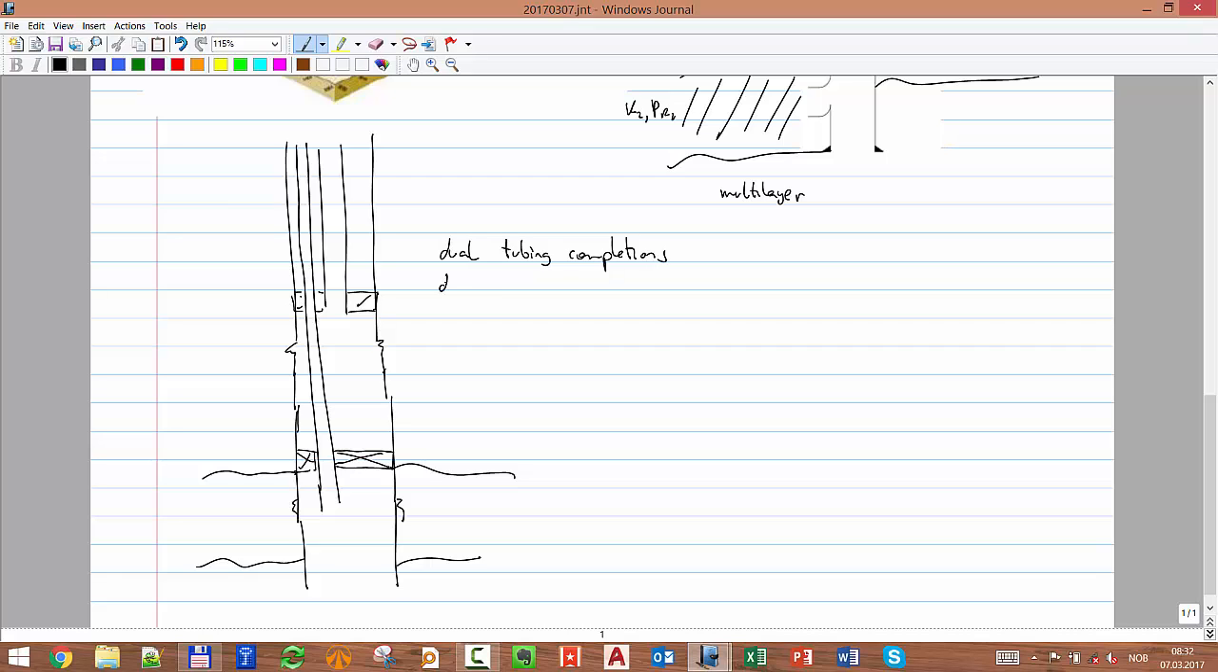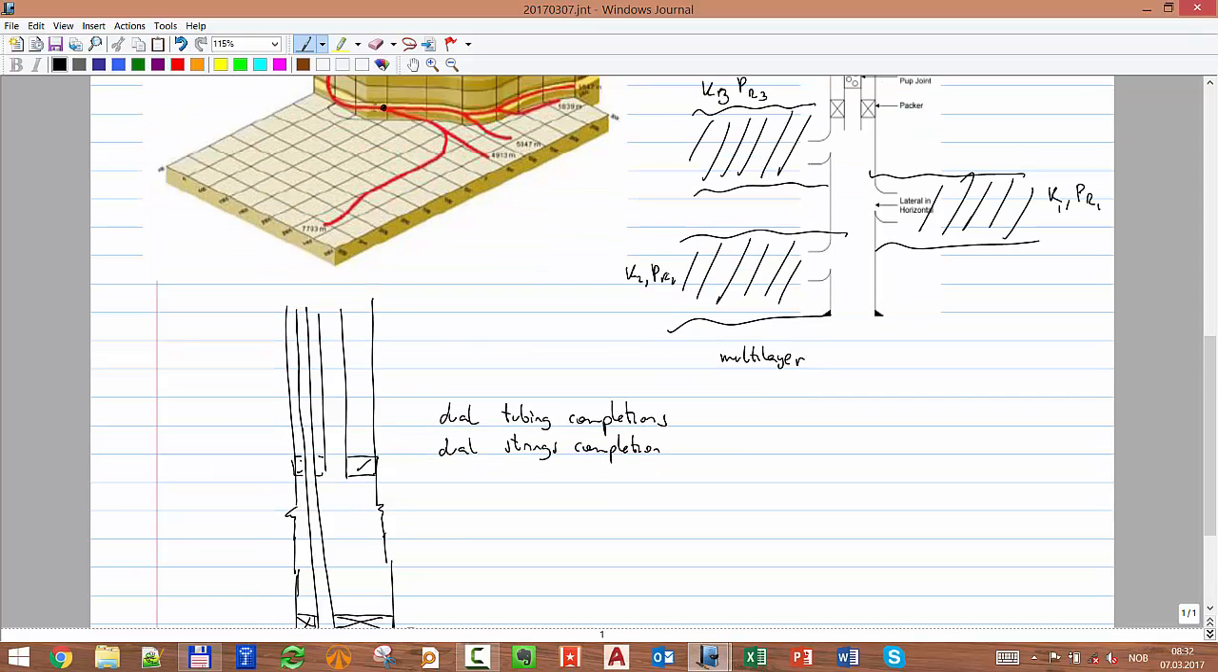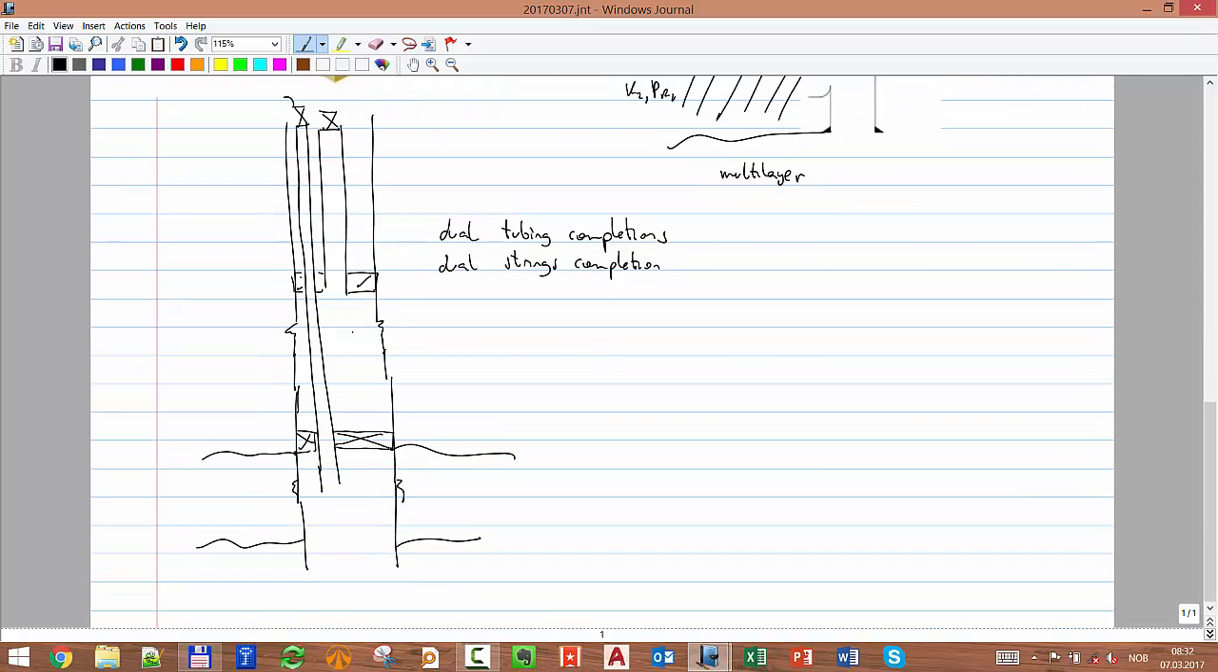Okay, or dual string completions. But when you reach the surface, each one of these pipes is going to have its own master valve, its own wing valve, but it's just in the same wellbore you put two tubings. But in this case, you can control the two of them separately, right? I can just choke. If I want to produce less from that, I choke, but it will be like having two wells in the same wellbore. That's not a network, okay? That's just two wells almost spatially in the same place.